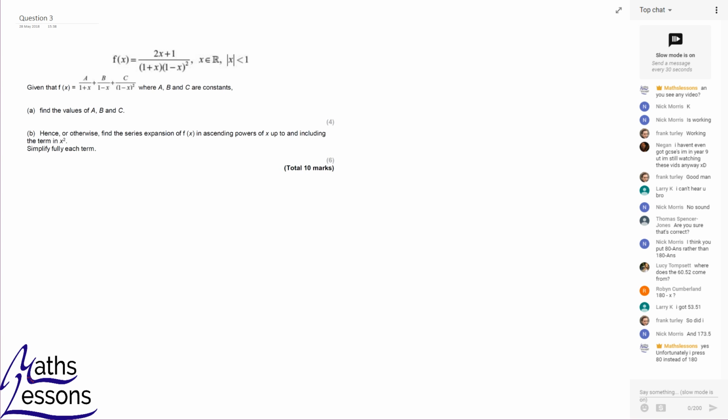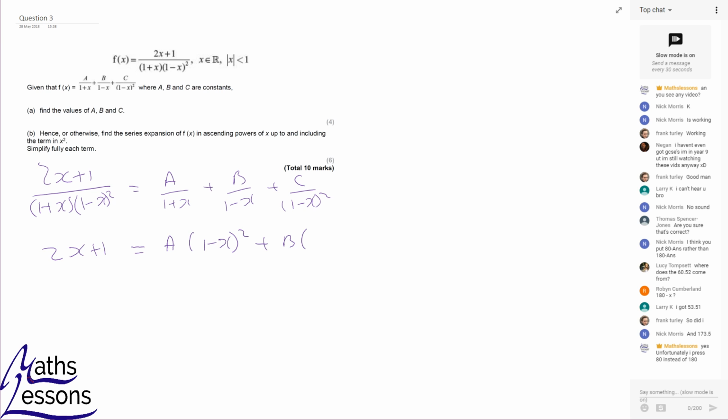So I've got 2x plus 1 over 1 plus x times by 1 minus x squared. And I'm going to let that equal a over 1 plus x plus b over 1 minus x plus c over 1 minus x all squared. So therefore that means that 2x plus 1 will equal a times 1 minus x squared plus b times 1 plus x times 1 minus x, to get the same denominator over here from there, plus c, they only need to times by 1 plus x.